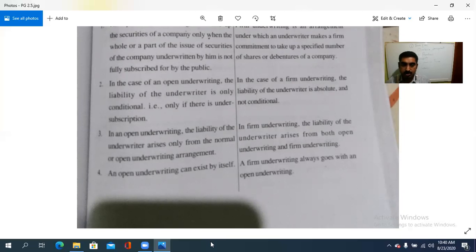So that is the case. So in open underwriting, the liability of the underwriter arises only from the normal or open underwriting agreement, while in firm underwriting, the liability of the underwriter arises from both open underwriting and firm underwriting. Then, an open underwriting can exist by itself. It is to be whole or the partial that is to be subscribed, that is to be taken up by the underwriter if it is not subscribed by the public fully.